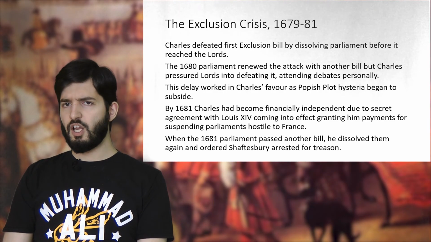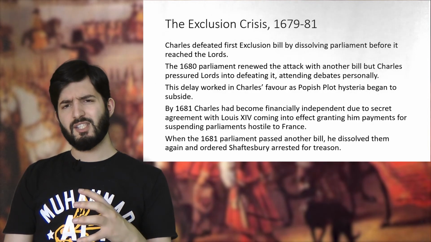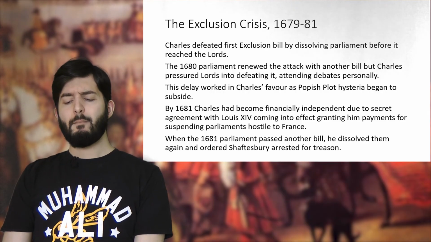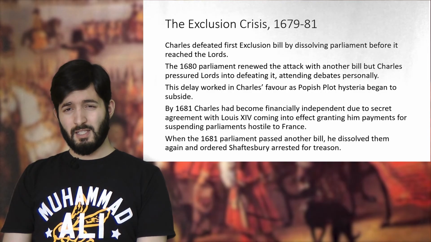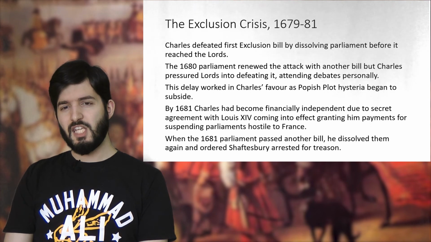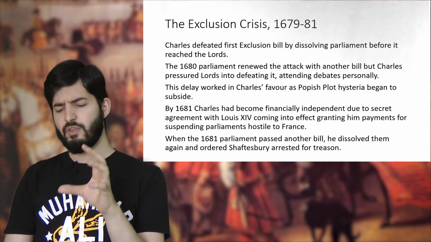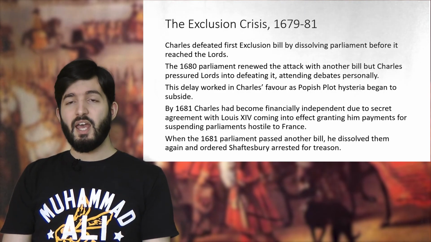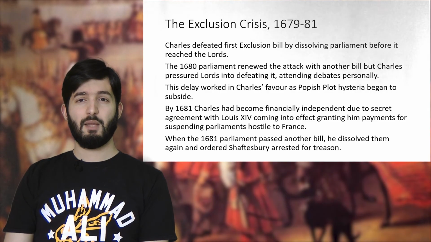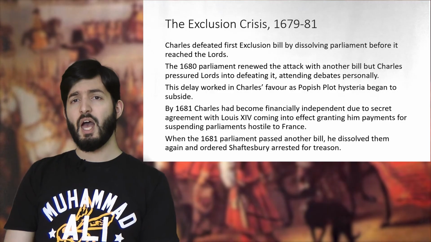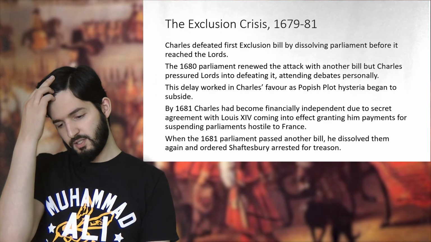And so this delay begins to work in Charles's favour, because as I already mentioned, the Popish Plot's hysteria begins to die down as it becomes increasingly obvious that it's a nonsense plot. And so by 1681, this is the next crucial development as well, Charles had become financially independent of Parliament because he had made a secret pact in the 1670s with his cousin Louis XIV in France, where they would essentially grant him subsidies if he dissolved parliaments at any point when they became hostile to France. And so this pact comes into effect after 1681, which allows Charles to dissolve parliaments with impunity and not have to worry about taxation being granted.